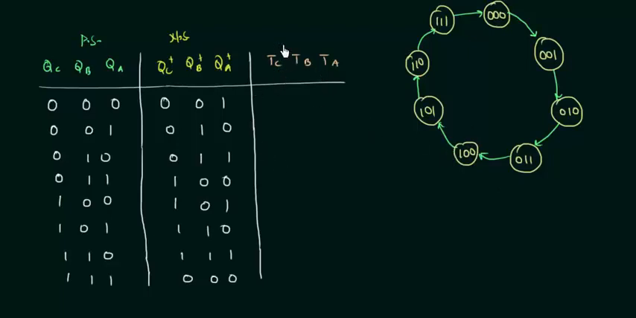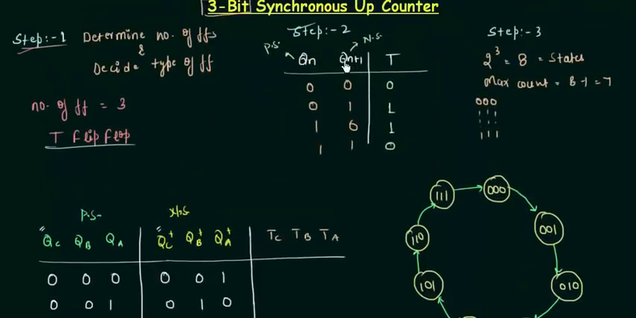First I will find out the value for TC, and it is nothing but the input to our T flip-flop, and for that we have to compare QC and QC plus. We can do that from the table that we derived earlier. This is the excitation table, this is the present state, this one is the next state, and by using it we can get the value for T.